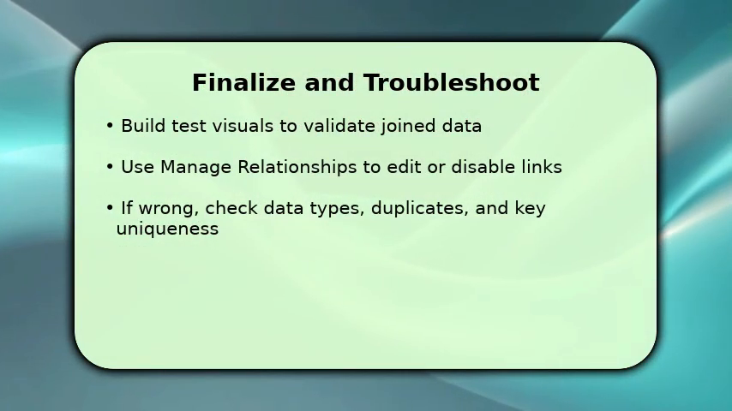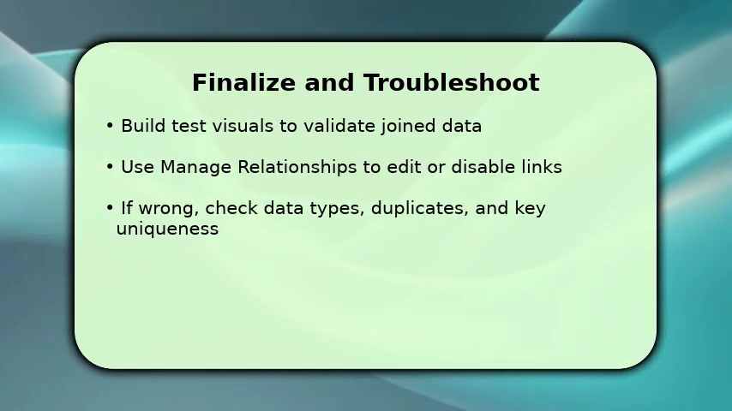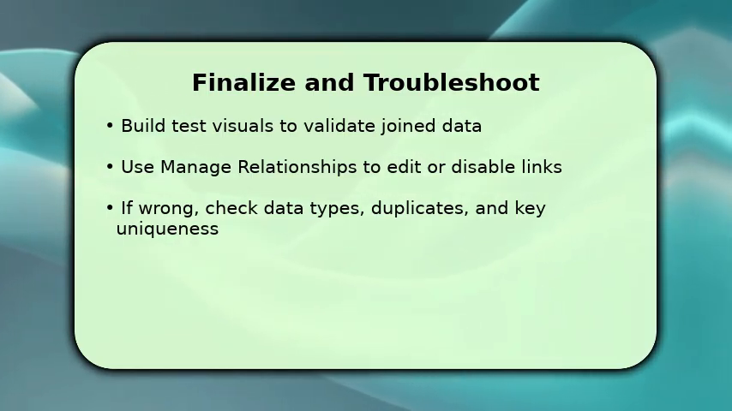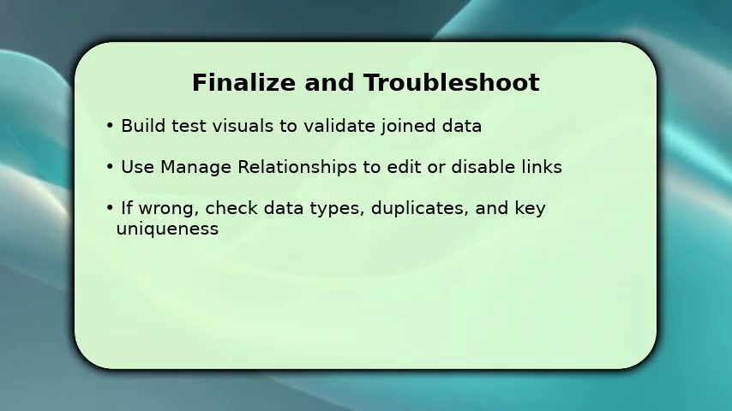Finish by building simple visuals, tables, or charts that combine fields from linked tables to validate the joins. If results look off, open Manage Relationships to inspect or edit links. You can disable and recreate relationships quickly.